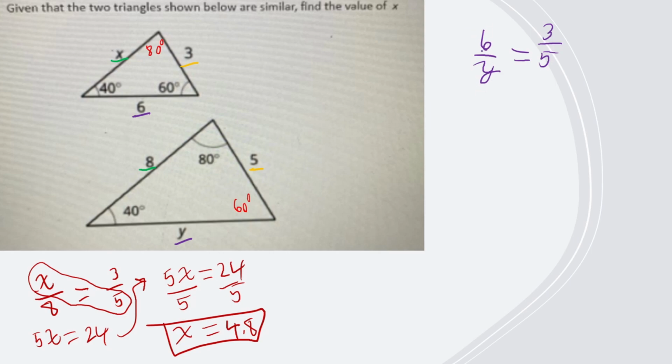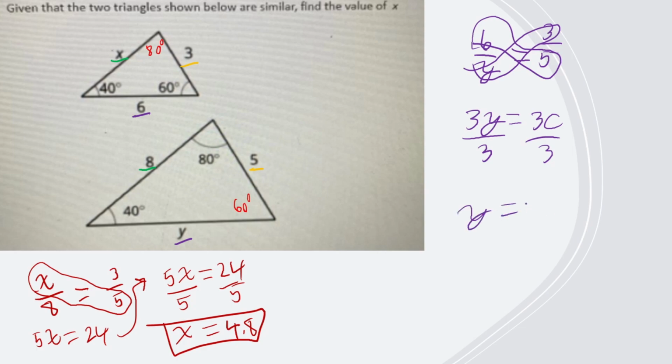And once again, we cross multiply. We get y times 3, give me 3y. And then we get 6 times 5, which will give me 30. And this one's the easy one. When we divide by 3 on both sides, we get y equals 10. And that's going to be the answer for y there. Nice and simple.